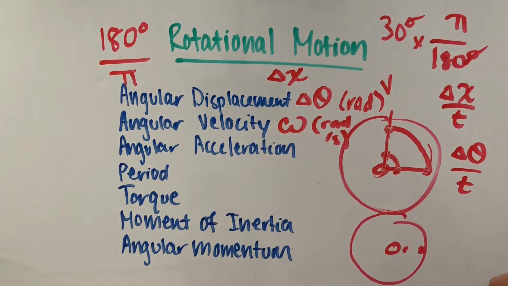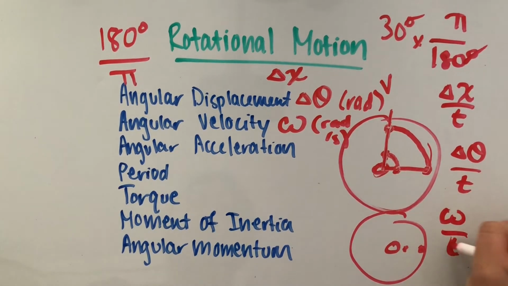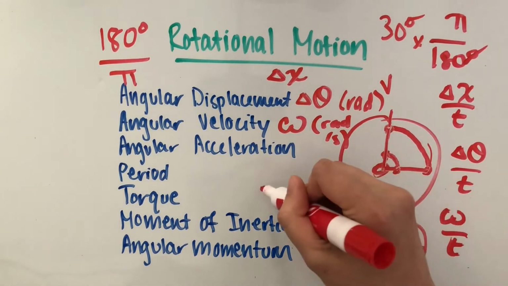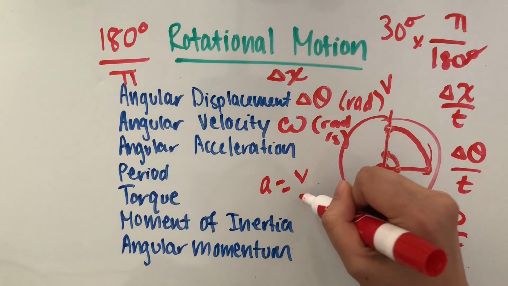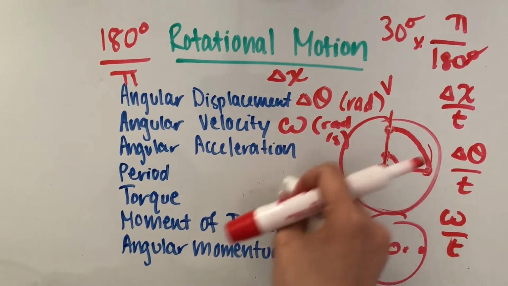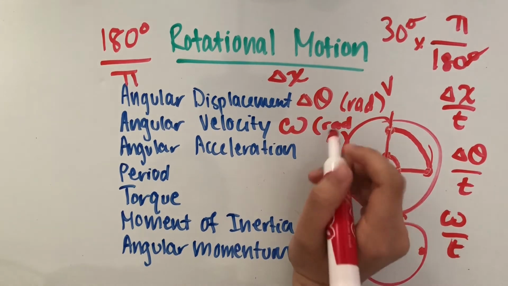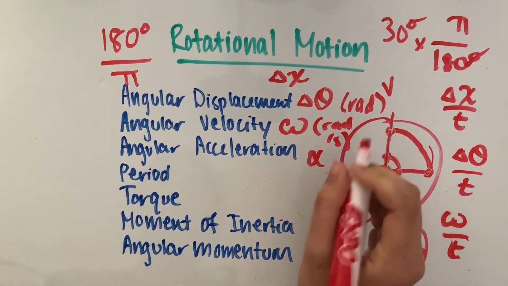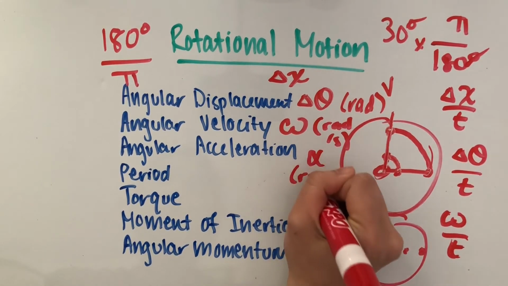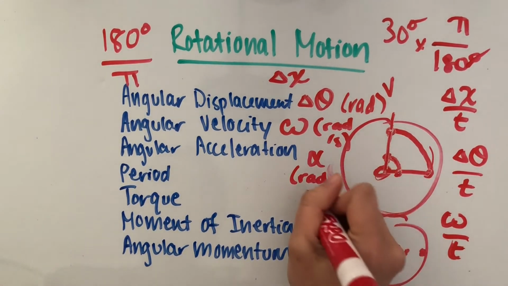Now angular acceleration is going to be, you guessed it, angular velocity over time. Doesn't this look a lot like translational acceleration, which is velocity over time? Well, it's not really a coincidence, and we'll be going over these similarities in the next video. But anyways, angular acceleration is going to be written with an alpha symbol, and that's going to be measured in radians per second squared.